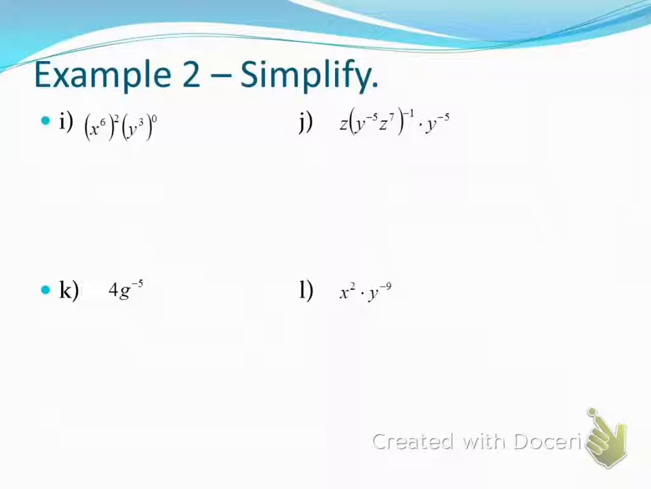If I wanted to get rid of those parentheses, I'm taking a power and raising it to a power. Power to a power, I need to do what with the exponents? Multiply them. 6 times 2 gives me 12. 3 times 0 gives me 0. Anything to the 0 power equals 1. So I have x to the 12th times 1. X to the 12th times 1 is just going to be x to the 12th. Easy peasy.